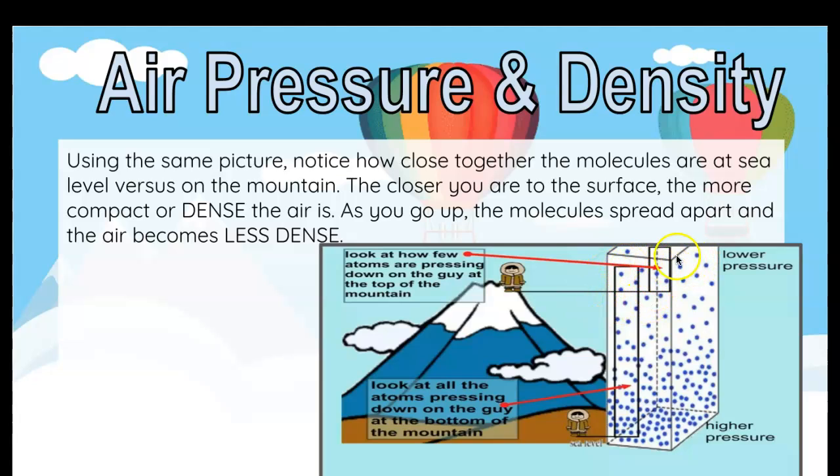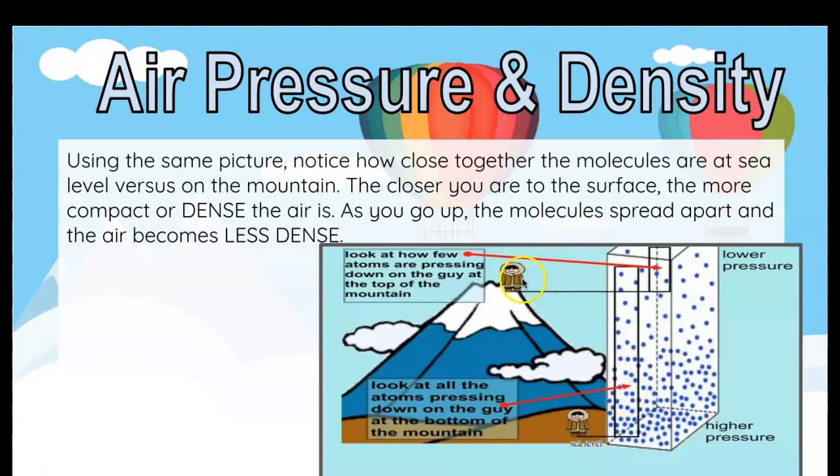There are fewer particles in a given area. But if you're down here, where your altitude is very low, there are a lot of particles and molecules pushing down on you and all around you. And it's heavier, it's more dense. Okay? So the closer you are to the surface, the more compact or dense the air is going to be.